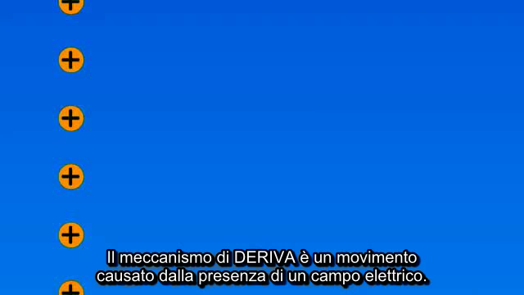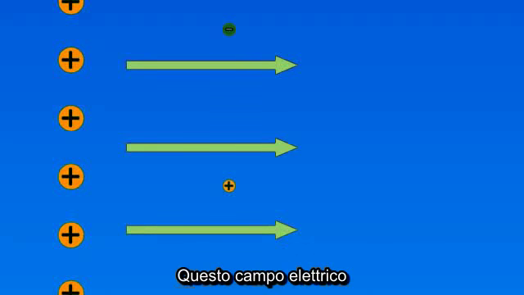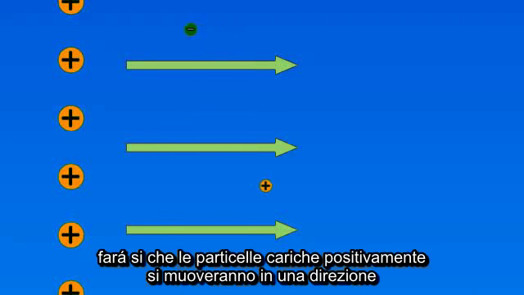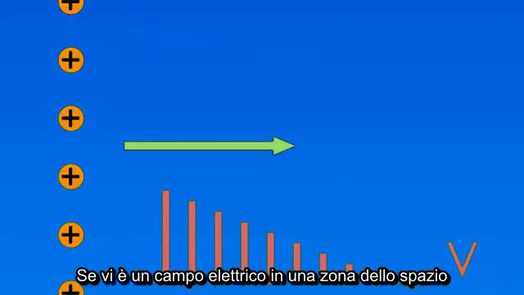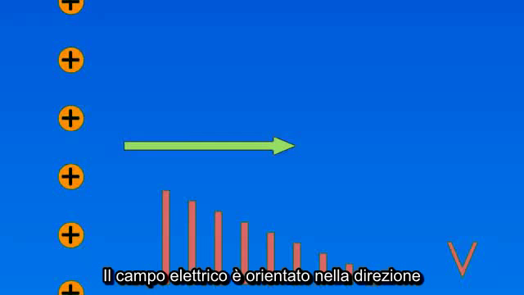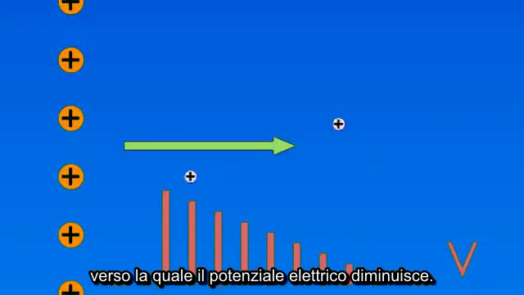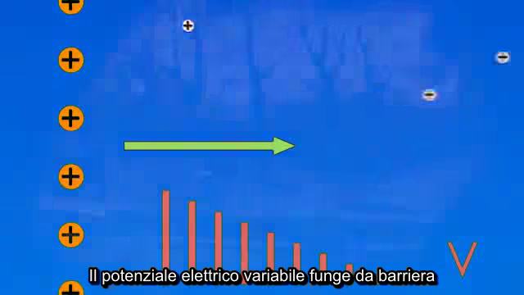The drift mechanism is a movement caused by an electric field. This electric field makes the positive charge carriers move in one direction and the negative charge carriers in the other. If there is an electric field in a region of space, there will be an electric potential associated with it. The electric field points in the direction in which the electric potential decreases. The varying electric potential acts as a barrier, preventing the charge movement.